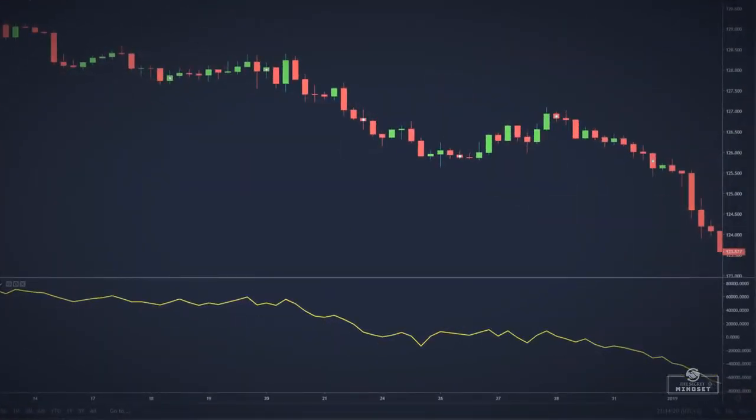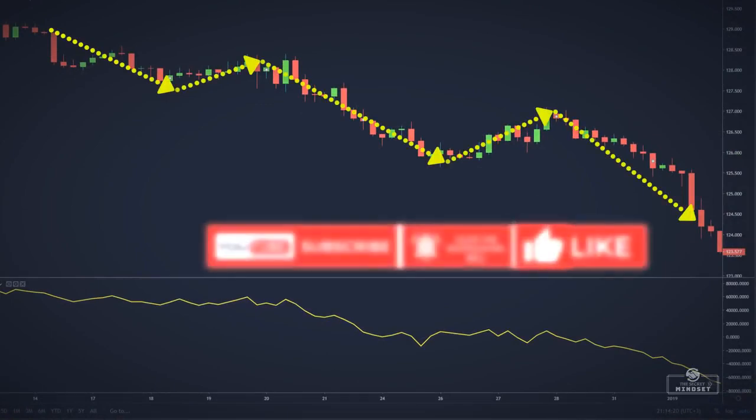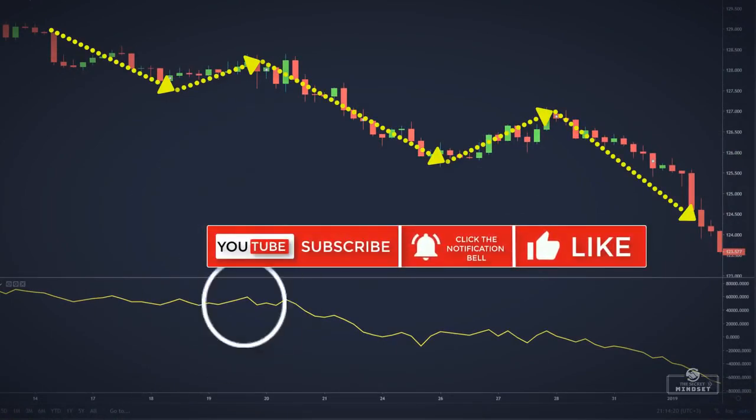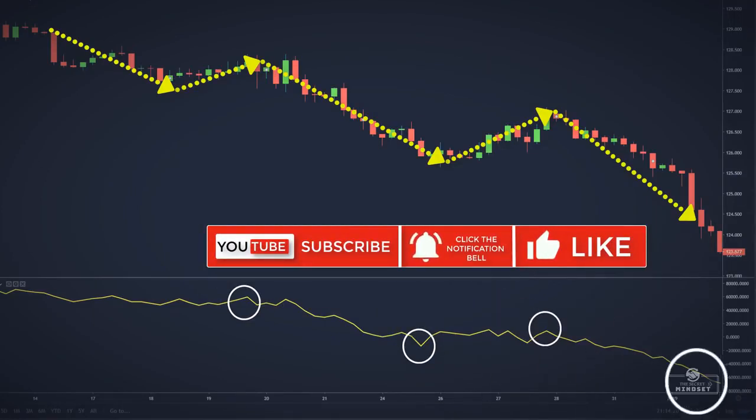Here's another example. The price is making consecutive lower lows and lower highs, and the OBV moves downward.